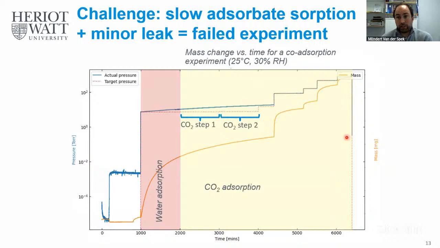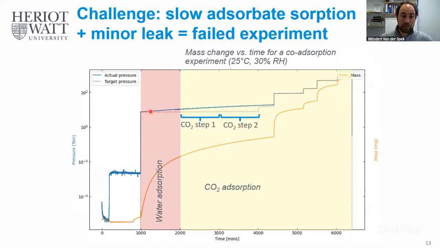Then another issue, and this is very common with vacuum equipment, sometimes they leak. And what we see here is also a failed experiment. Again, the water sorption step, the CO2 sorption step, and what you see here represented by this dotted line is the target pressure. And this blue line here is the real pressure. And what is hardly noticeable is that here there's the first CO2 step, and here is the second CO2 step. So I can see it on my screen, there's a minute increase of target pressure.